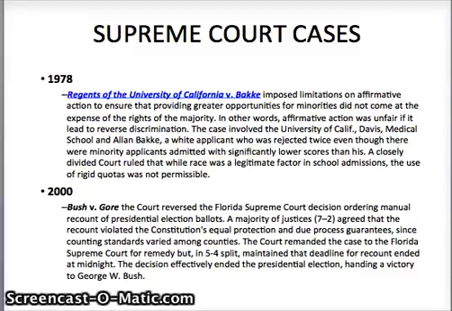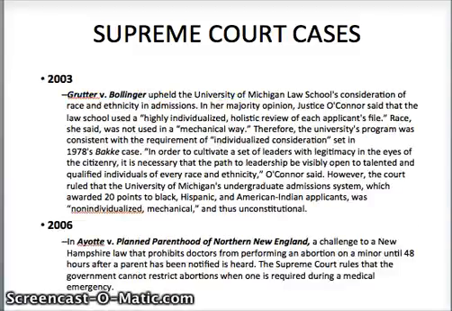2000, we had Gore v. Bush, or Bush v. Gore. The court reversed the Florida Supreme Court decision ordering manual recount of presidential election ballots. So despite the fact that there was contention over who won the state of Florida, Gore ultimately is going to give up the race and allow Bush to become president. 2003, we had Grutter v. Bollinger, which upheld the University of Michigan Law School's consideration of race and ethnicity in admissions.